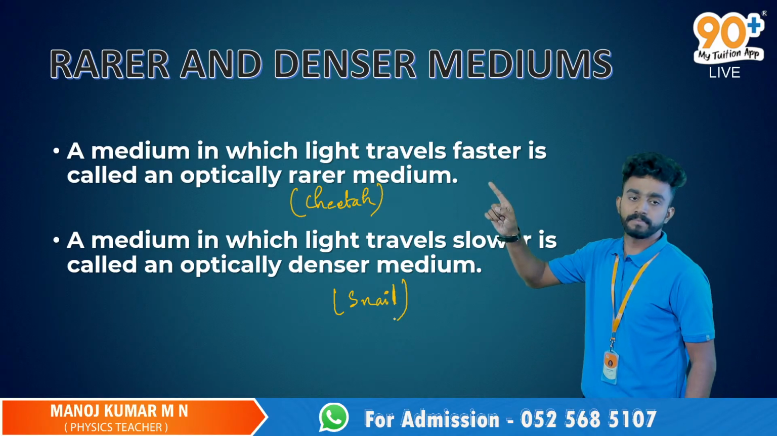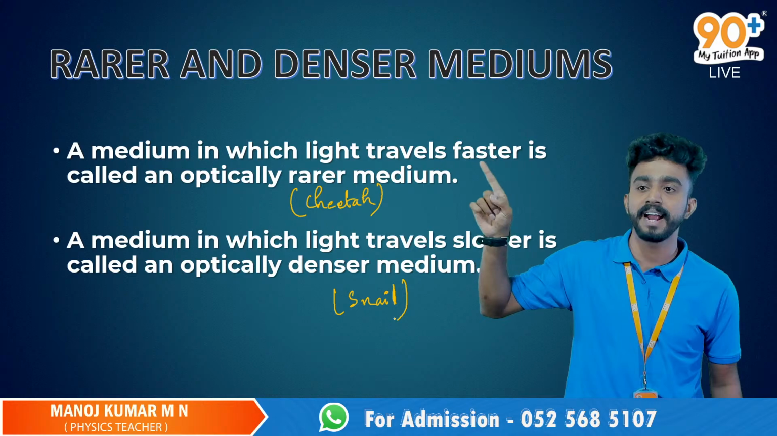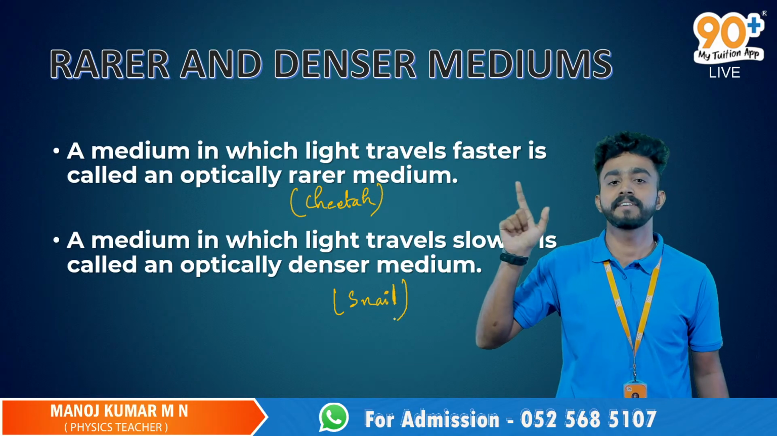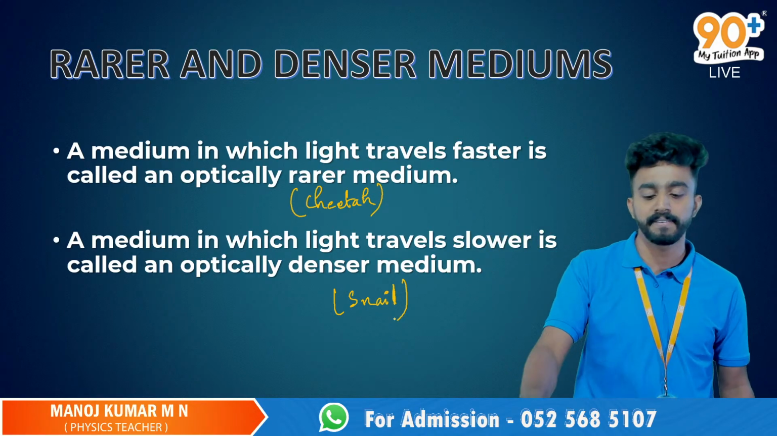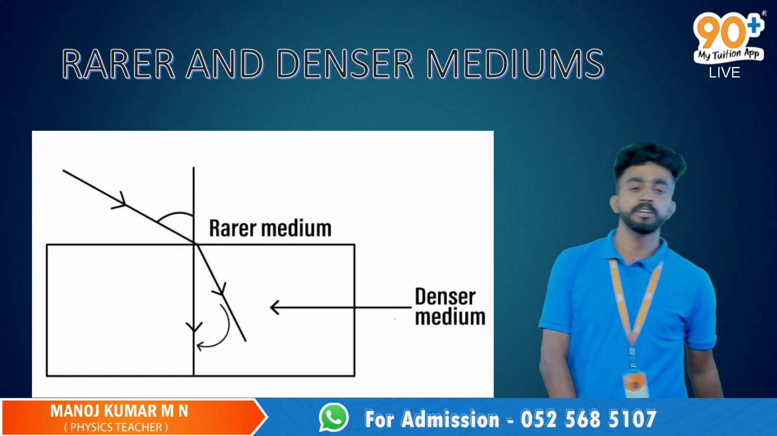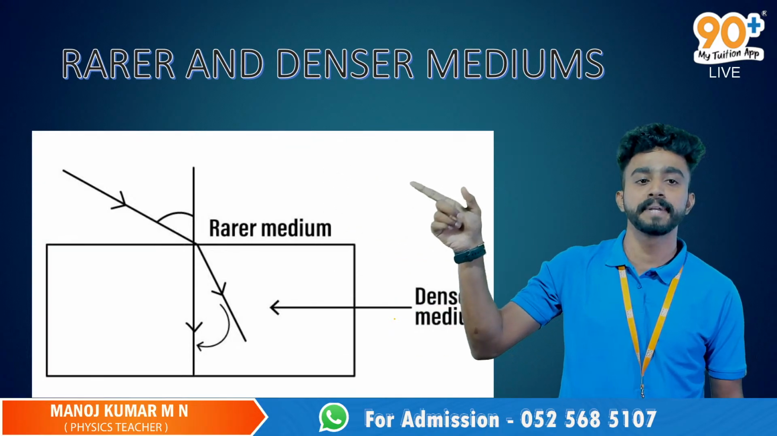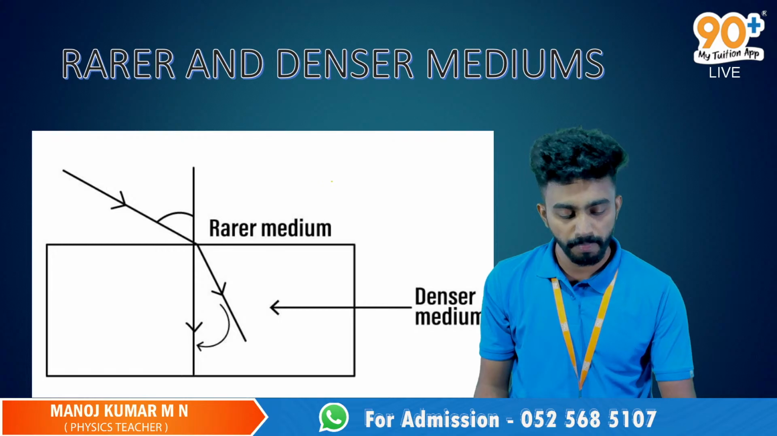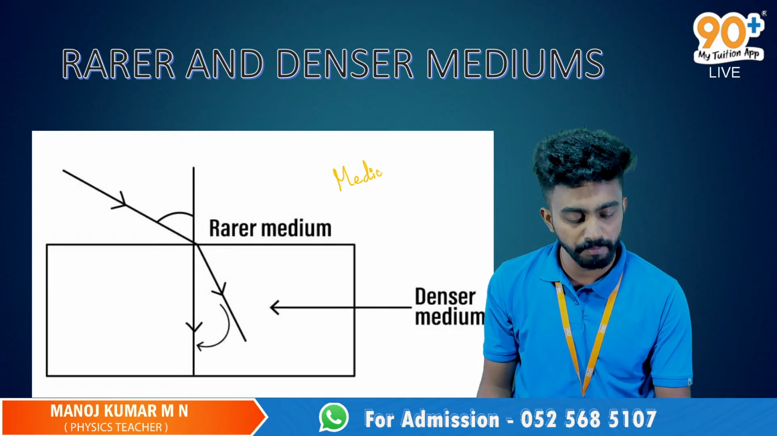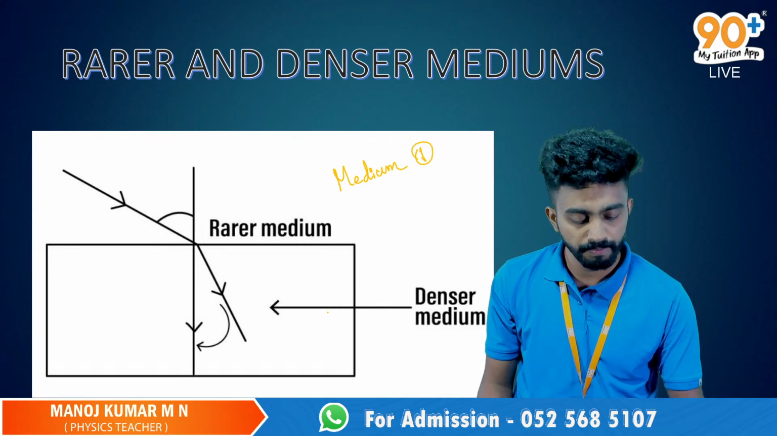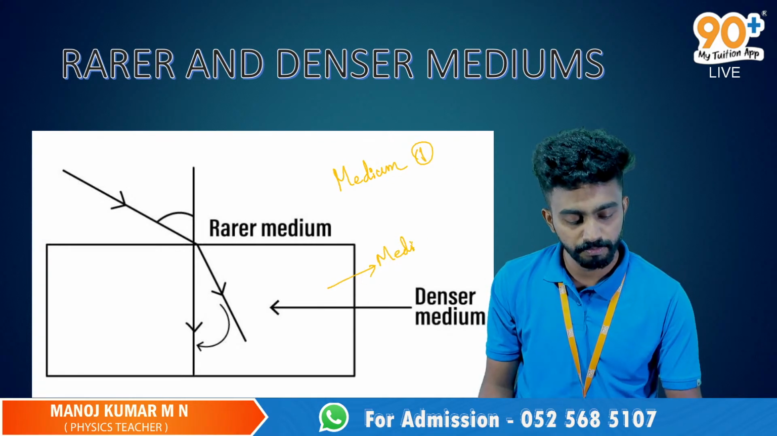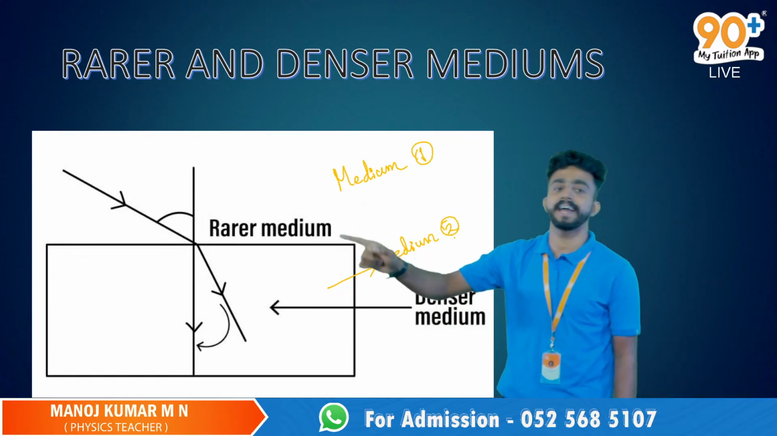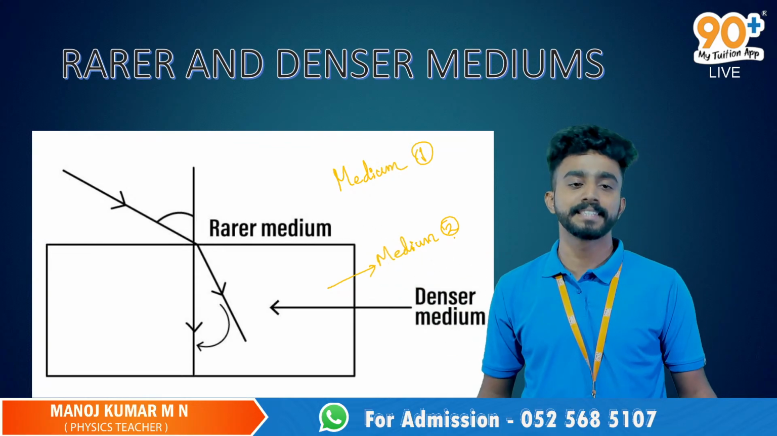So, in a medium where particles are loosely packed or fewer, that is a rare medium where light can travel fast. Denser medium, light travels slower. I hope the concept is clear for you. So, with respect to rarer medium and denser medium, suppose we are considering medium 1 and medium 2. Over here we are considering medium 1 as the rarer medium and medium 2 as the denser medium.